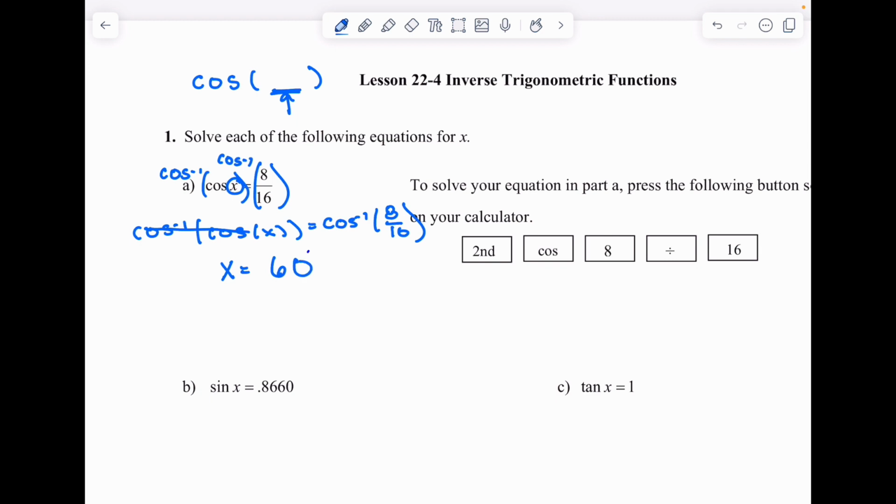And let's think about what this means. We normally find the cosine of an angle. So if we have cosine of x, this is asking what angle has a cosine of 8/16. So because our answer is an angle measure, we need to make sure we put degrees on it. So this says that the cosine of 60 degrees is 8/16.